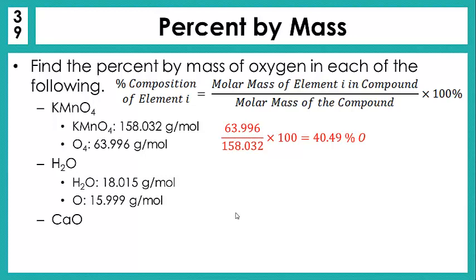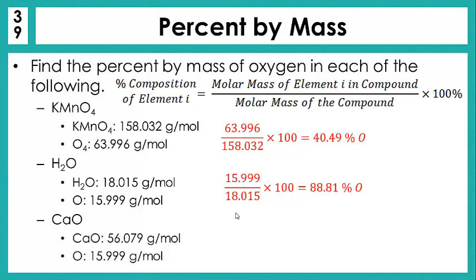For water, we've got 15.999, which is the molar mass of oxygen, divided by the molar mass of the compound, which is water, and we get 88.81% oxygen. Last one, calcium oxide has a molar mass of 56.079, and the 1 oxygen is going to be 15.999. So this gives me a composition of 28.53% oxygen.